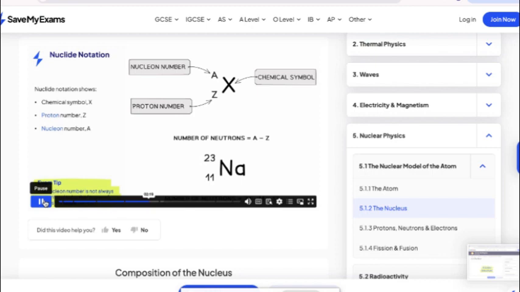We can't always rely on the nucleon number being at the top. Some sources may write them the other way around. The nucleon number is always the larger one for all nuclei except for hydrogen, where they're equal, and that's because it only contains 1 proton.